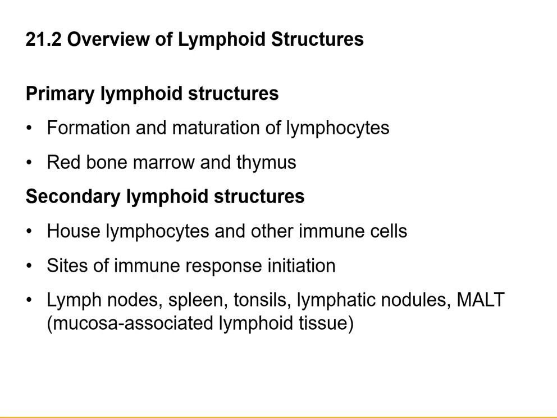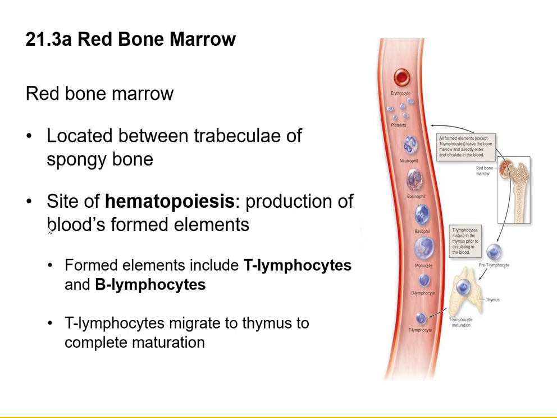The cells that we're specifically talking about here are primarily our lymphocytes, which is a type of leukocyte, a type of white blood cell. So primary lymphatic structures: red bone marrow and thymus. This is where they're formed and they mature, and then they migrate to secondary lymphatic structures, and this is where they ultimately become activated. The immune response is initiated. The cells are activated, and they exert their particular effect in the immune system, as we will discuss later. So we'll focus here on red bone marrow and thymus because these are our first two primary regions.